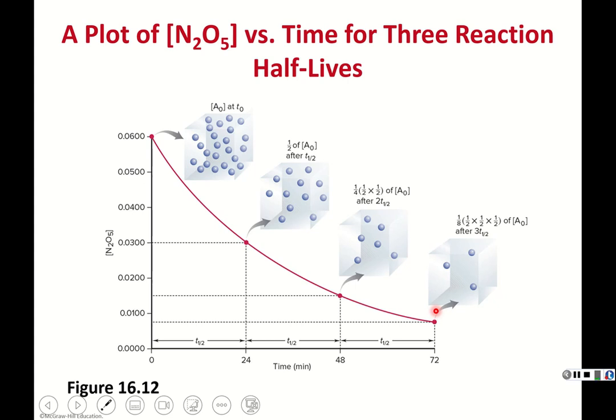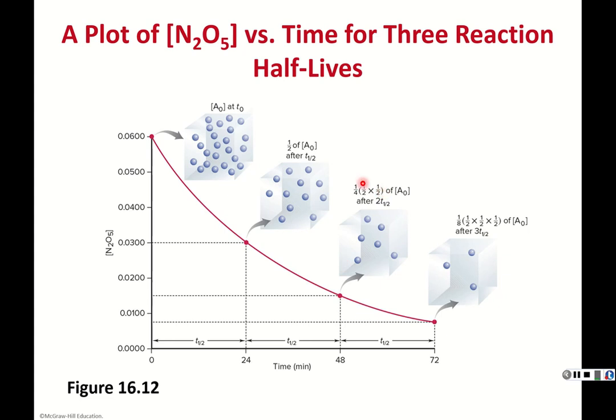You can see, if you have a reaction like the N2O5 that we mentioned before, and we look at a starting point and wait one half-life, in this case 24 minutes. So we start at 0.06, we go one half-life, 24 minutes, and we'll have 0.03. We've lost half of that concentration after one half-life. If we go another half-life, we're going from 0.03 to 0.015, so our total time, from 24 to 48 minutes, is now 48 minutes.